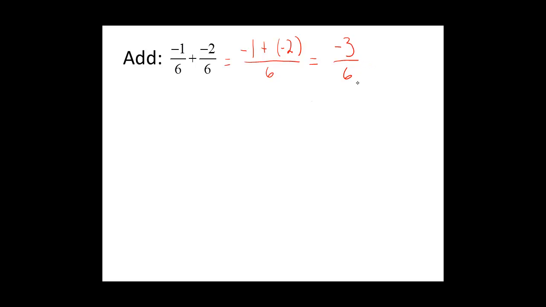We can divide out a 3 in the numerator and the denominator, so we want to do that next. Divide the numerator by 3 and the denominator by 3, and we get -3 divided by 3 is -1, and 6 divided by 3 is 2. So our answer can be written as -1 over 2, or you can write it as -1/2.